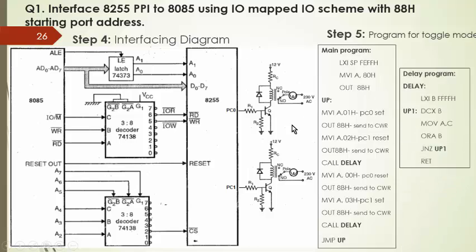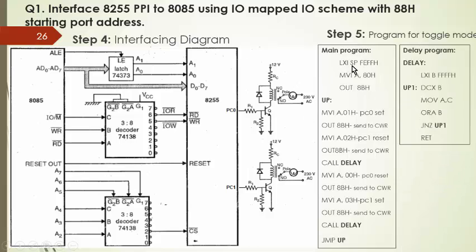Then to get the toggling kind of output from PC0 and PC1, we are going to write one program for toggling mode. So this is the main program. Here we are going to initialize the stack pointer with the FEFF memory address. So LXI SP with FEFF address, then MVI A, 80 hex.